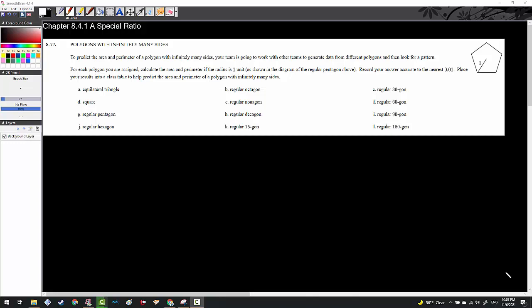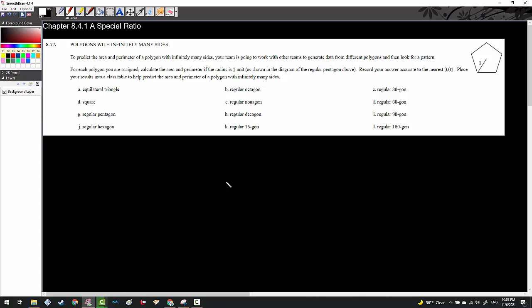In today's episode, we will be discussing Chapter 8.4.1, which is a special ratio. We're going to first start examining number 8-77, which is a polygon with infinitely many sides. And what we're going to do is predict the area and perimeter of a polygon with infinitely many sides. We're going to work with other teams to generate data from different polygons, and then we're going to start looking for a pattern here.